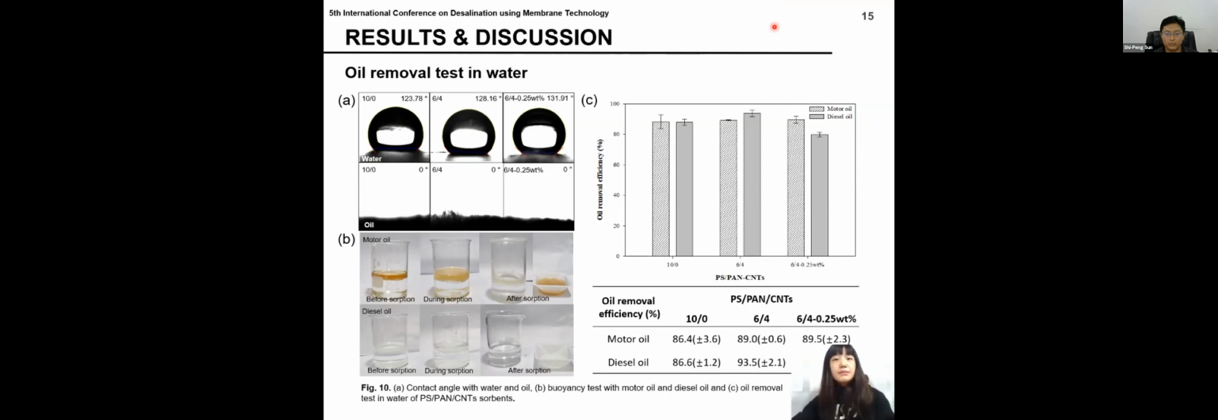After sorption, the remaining oil in the water was investigated, and oil removal efficiency was calculated as in the graph. The sorbents show more than 80% oil removal efficiency.